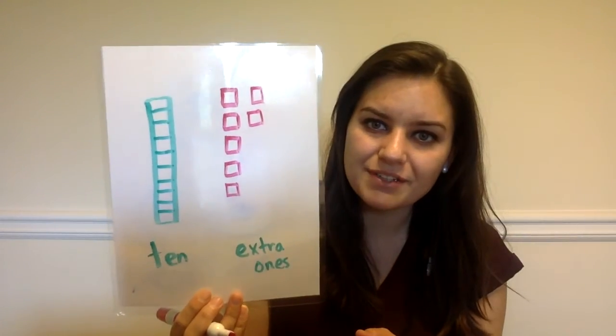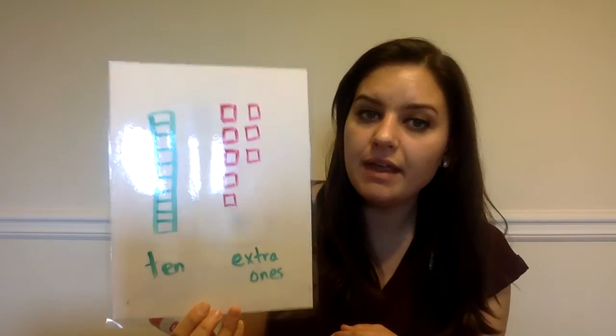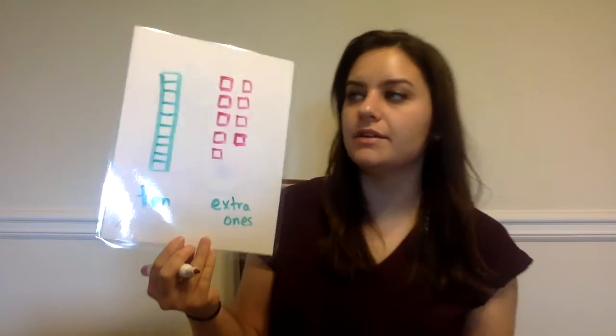17 is a group of 10 and seven extra ones. 18 is a group of 10 with eight extra ones. And our last teen number, 19, is a group of 10 with nine extra ones.